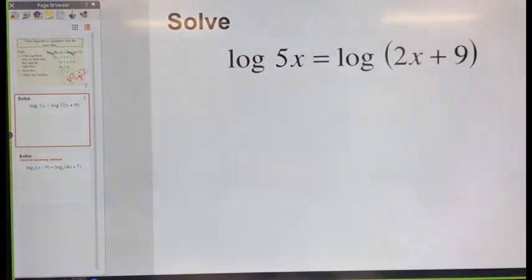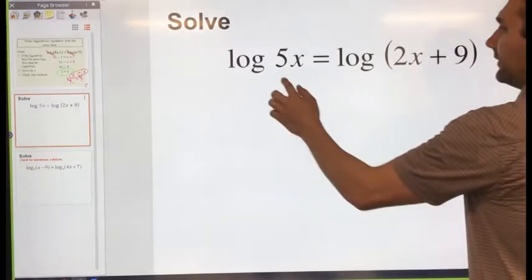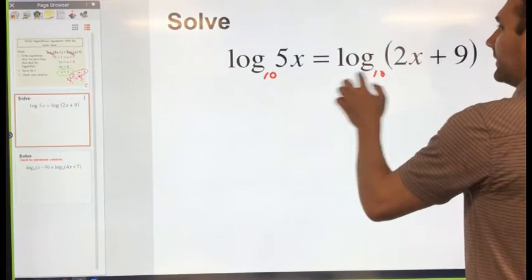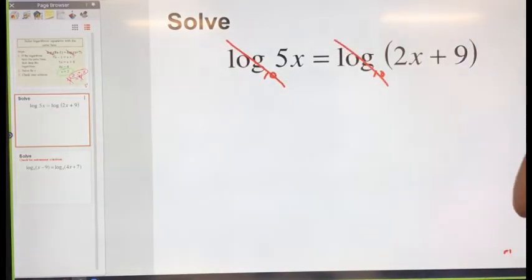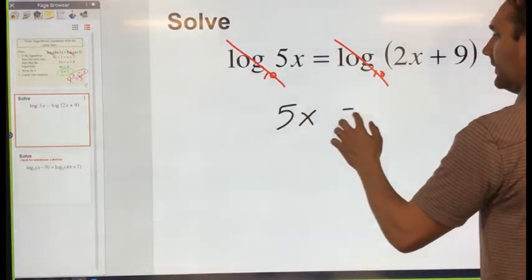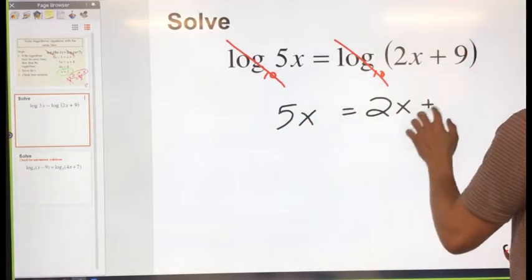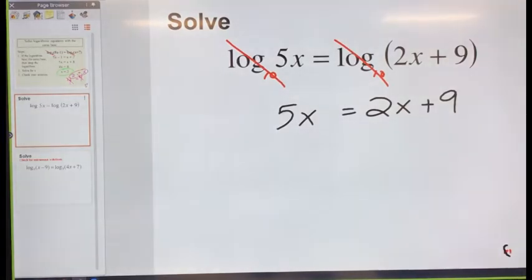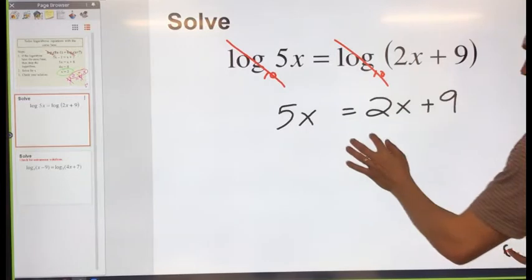So, looking at another example. Log 5x equals log of 2x plus 9. To solve this, I need to ask myself, do they have the same base? Log 10. They do both have the base of log 10. And because of that, I can cancel out the log completely and just focus on the values here. 5x equals 2x plus 9. Now we have something a lot easier than log, which is a linear term that we should all be able to solve in our sleep.